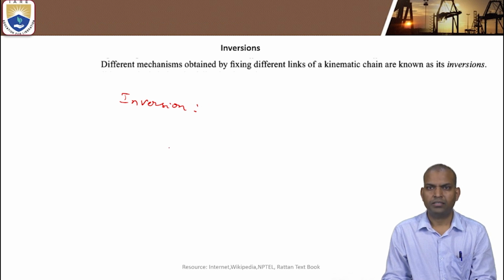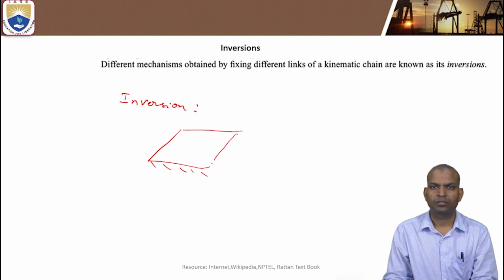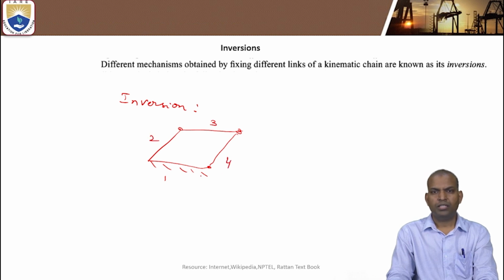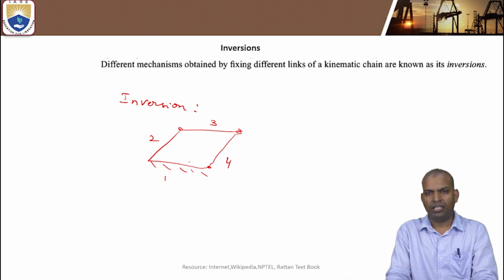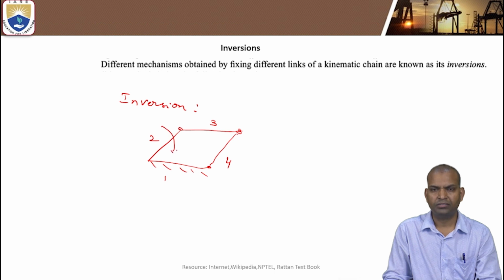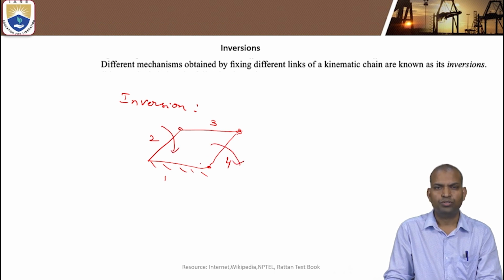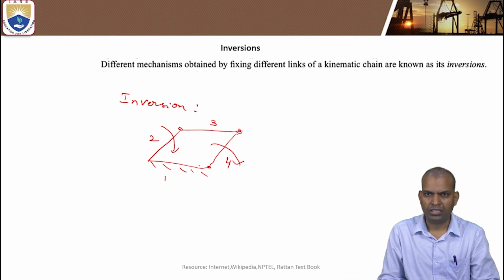Suppose you take a 4-bar mechanism, a 4-bar chain. This is link 1, 2, 3, 4. In this 4-bar chain, by fixing link 1, what is happening here? Link 2 is considered as a rocker and link 4 also becomes a rocker. So this is one inversion.